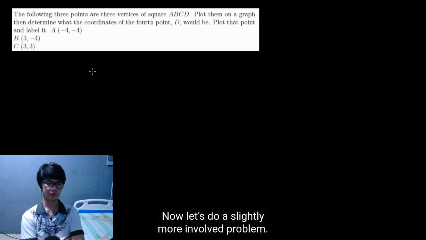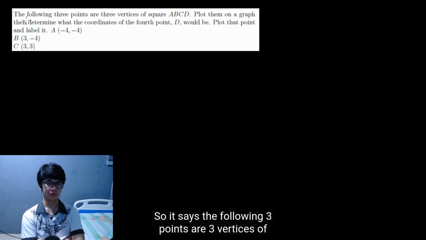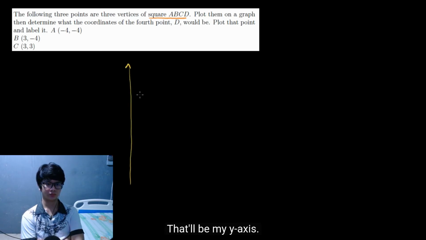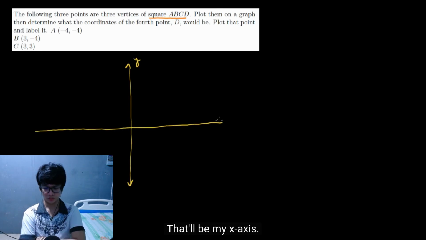Now let's do a slightly more involved problem. It says the following 3 points are 3 vertices of square ABCD. Plot them on a graph, then determine what the coordinates of the 4th point D would be. All right, let's plot these on a graph as they tell us to do. All right, that'll be my y-axis, the vertical axis. That'll be my x-axis.